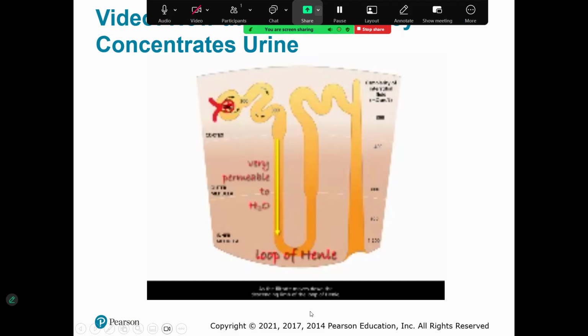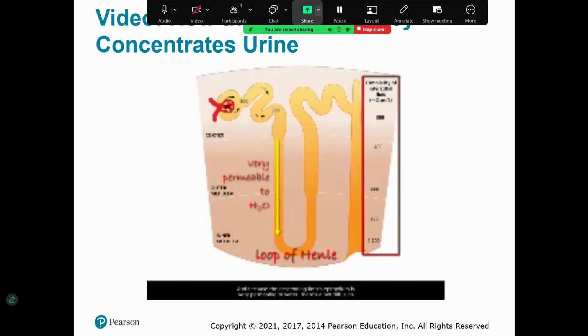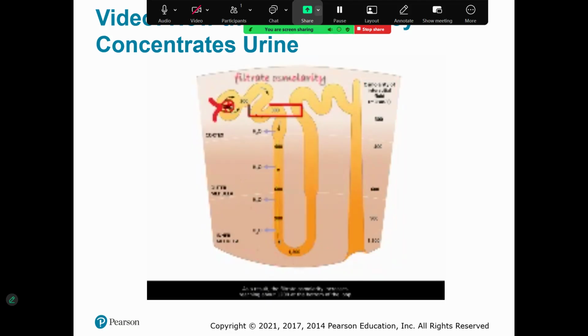As the filtrate moves down the descending limb of the loop of Henle, it encounters a progressive increase in osmolarity in the interstitial fluid. And because the descending limb's epithelium is very permeable to water, there's a net diffusion of water from the filtrate to the interstitial fluid. As a result, the filtrate osmolarity increases, reaching about 1200 at the bottom of the loop.